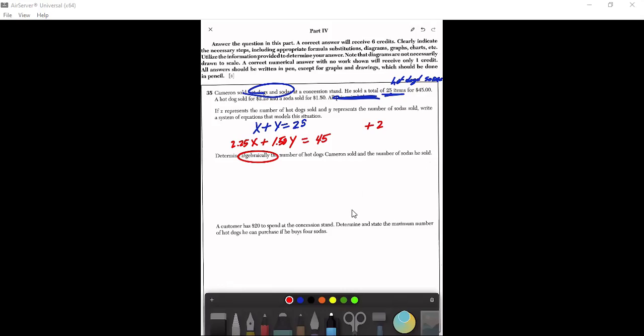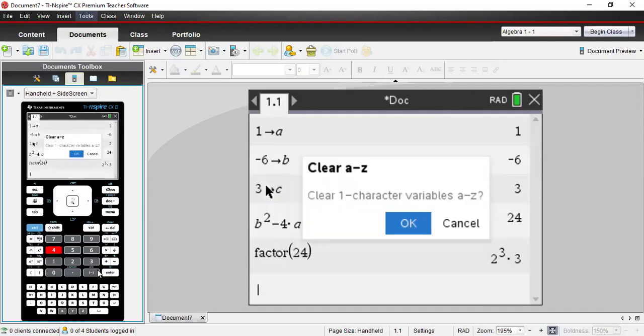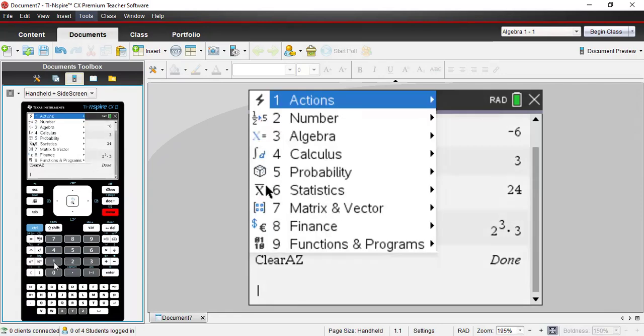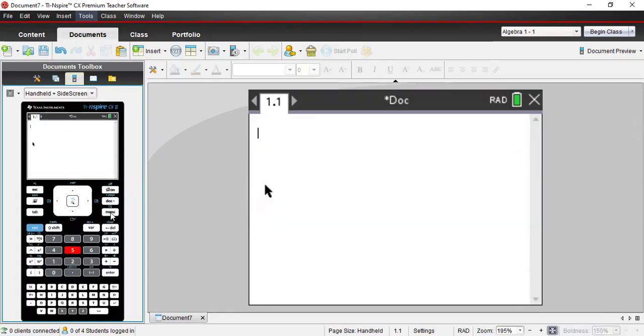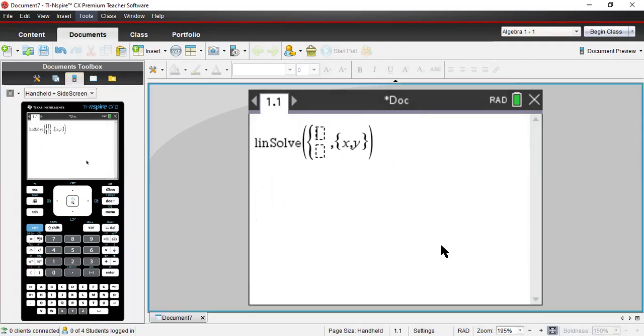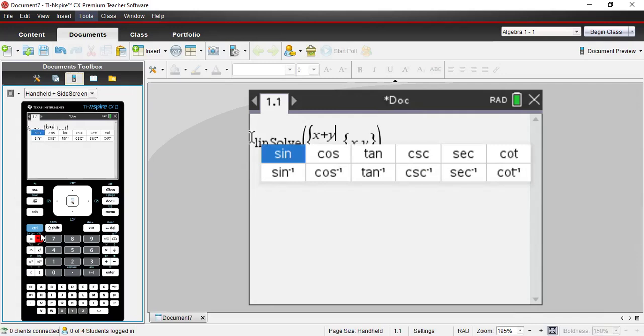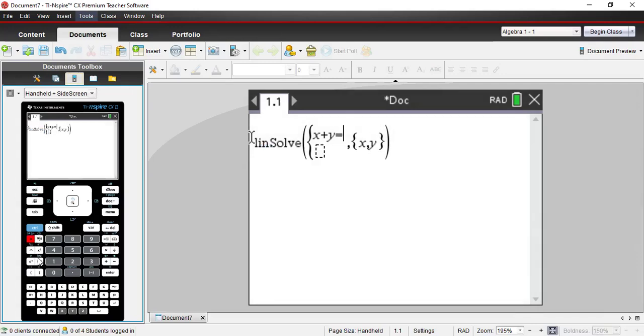Okay, so first thing I'm going to do is grab my calculator. Let's get rid of all of this stuff. I'm going to do menu 14 and then I'm going to do menu 15. All right, so now I want to do a system of linear equations. So I'm going to do menu 32 and we're using X and Y. So all I'm going to do is type in both of my equations. So this is X plus Y equals 25.